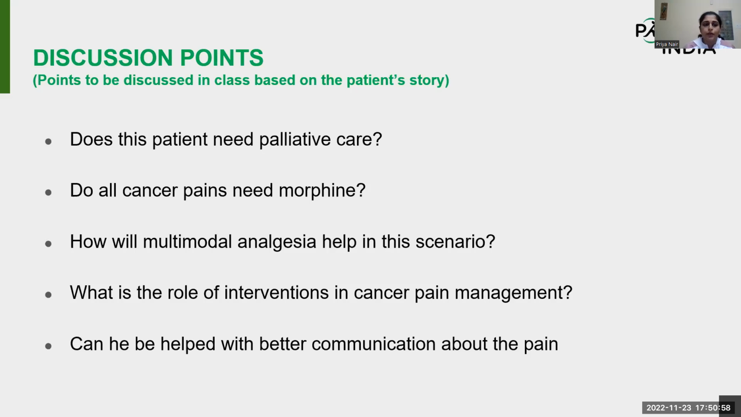The discussion points would be, does this patient need palliative care? Do all cancer pains need morphine? How will multimodal analgesia help in this scenario? What is the role of interventions in cancer pain management? Can he be helped with better communication about the pain?